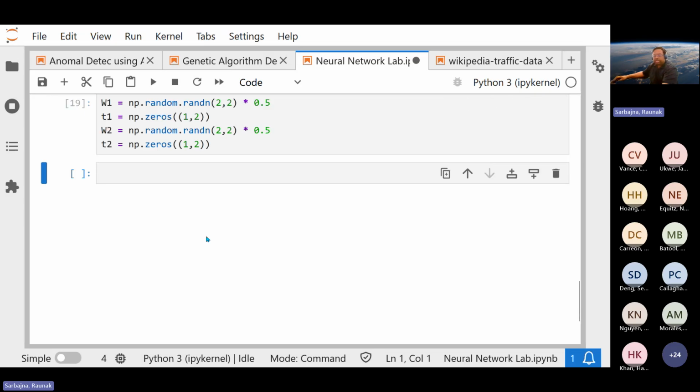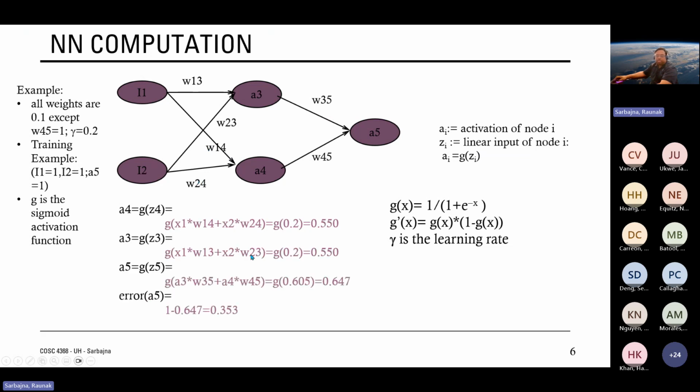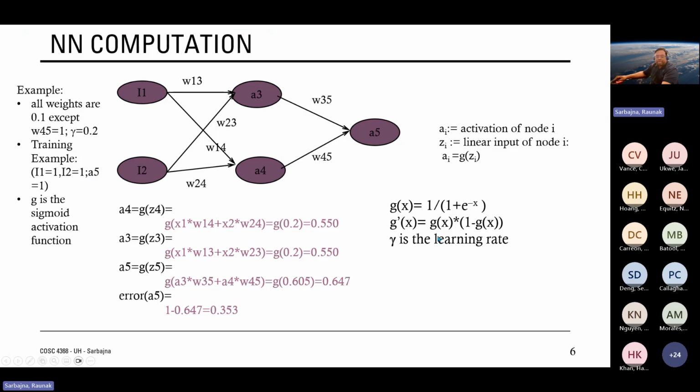So let's do the forward pass, which we have seen and calculated here. And we don't really need a learning rate here because we're not really learning anything. So let's do a very basic forward pass and see what we get.